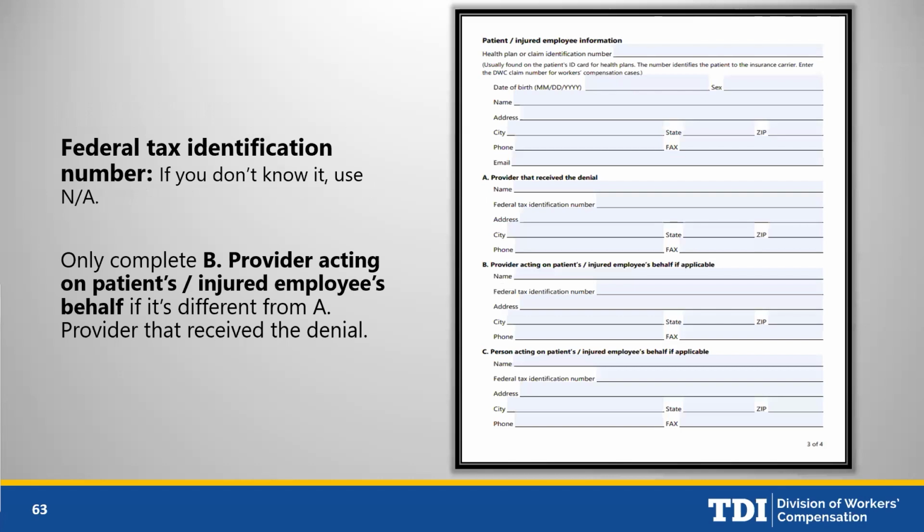Also, there is a section for federal tax identification number. If you don't know it, you don't have to put it in there. This is for the provider that received the denial. If you don't know your FEIN, you don't have to put it there. Put NA.